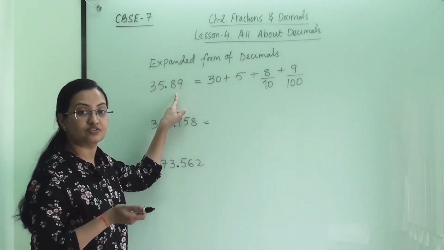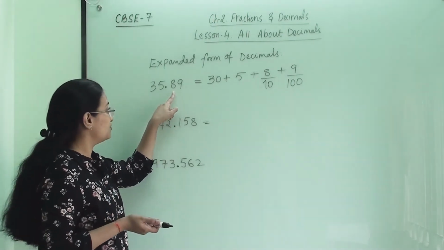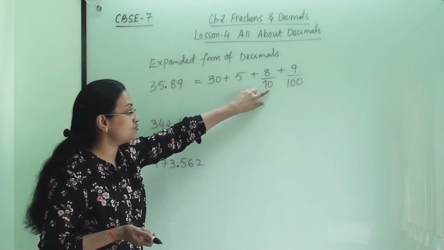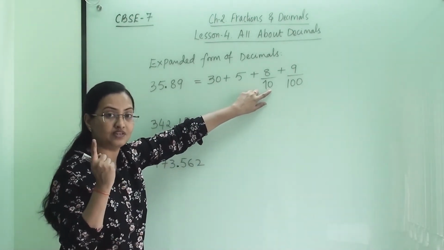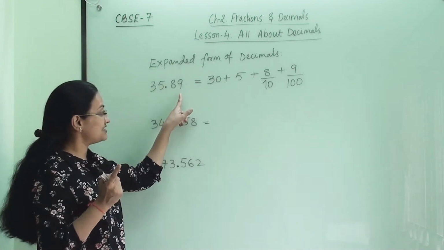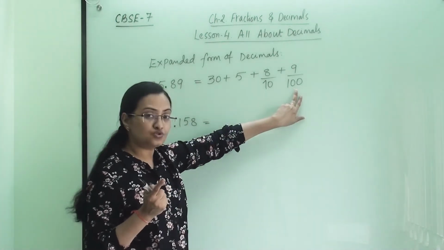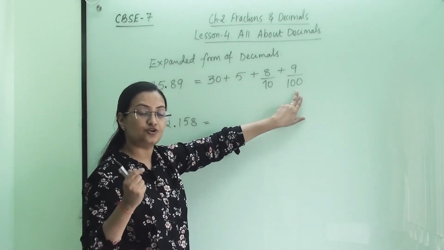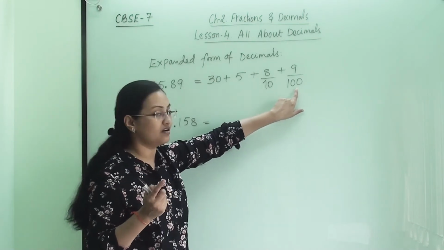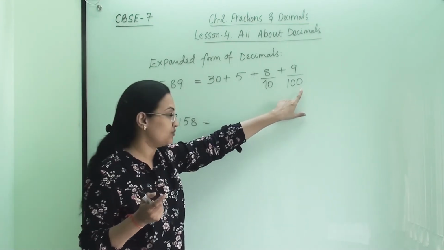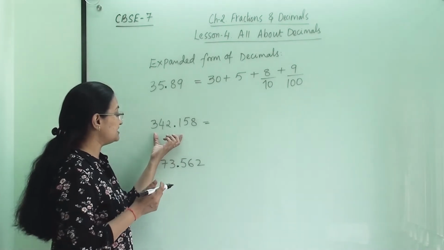Which number is the first after the decimal point? So for the first number, whatever is there, 10 will come into its denominator. And in the second number's denominator, 2 zeros will come, that means 100 will come. Now let us understand this.